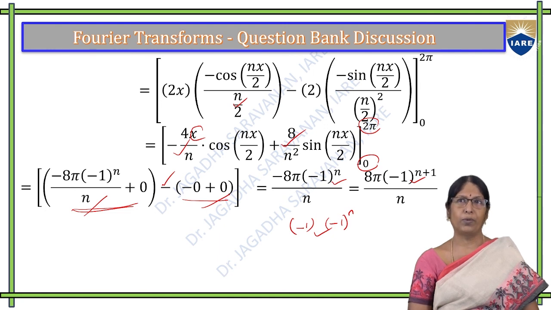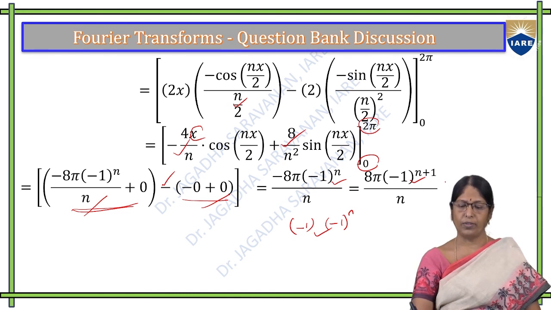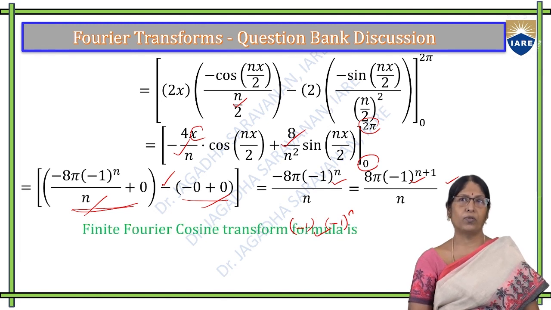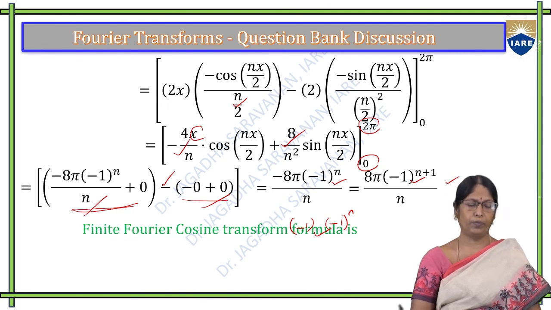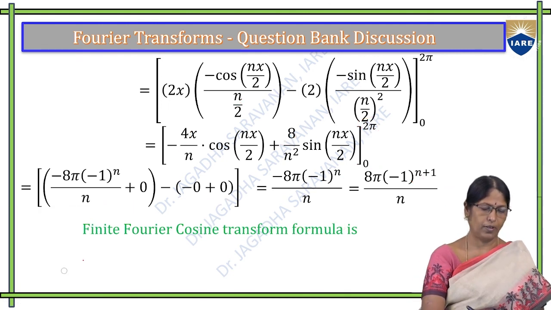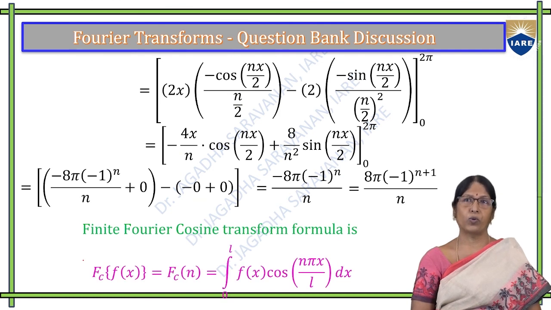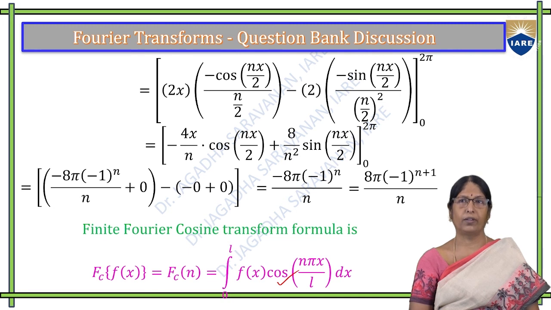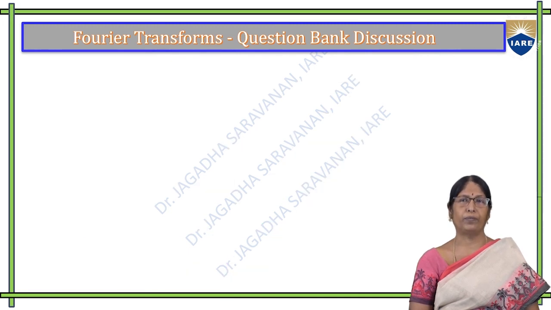So in this problem, first we recollected the formula and connected it with our understanding, and in the middle we also recollected some basic exponential formulas and applied them to reach the solution of the given problem. The same question was asked not only for Fourier sine, but for Fourier cosine also. So the Fourier cosine formula is f of x cos of n pi x by n dx. In a similar way, this can be done.